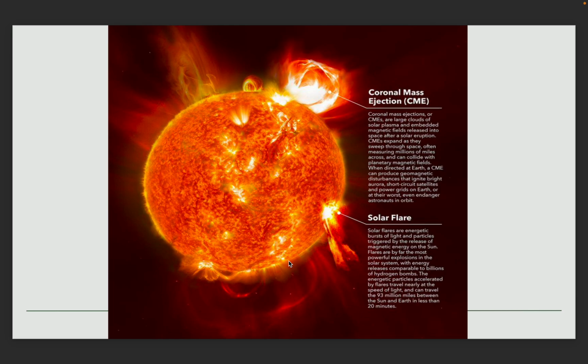Coronal mass ejections and solar flares are both ejections, bursts of particles from the sun.